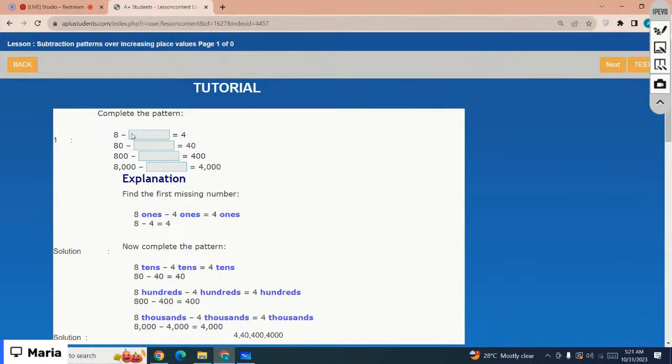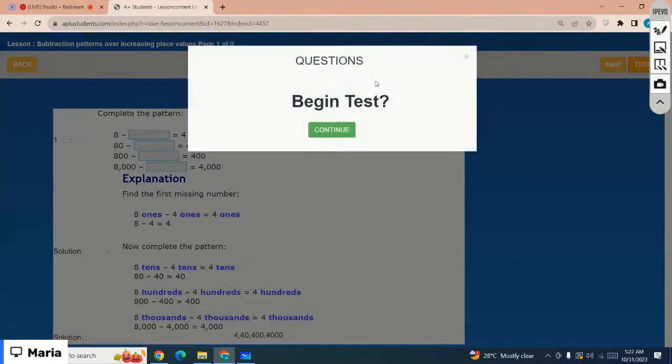8 minus 4 is 4, right? Then you have 80 minus missing number is 40. So 80 minus what number is 40? 80 minus 40 equals 40, right? Then you have 800 minus the missing number equals 400, which is the correct option? That is 800 minus 400 equals 400. Let's just start with the test questions.